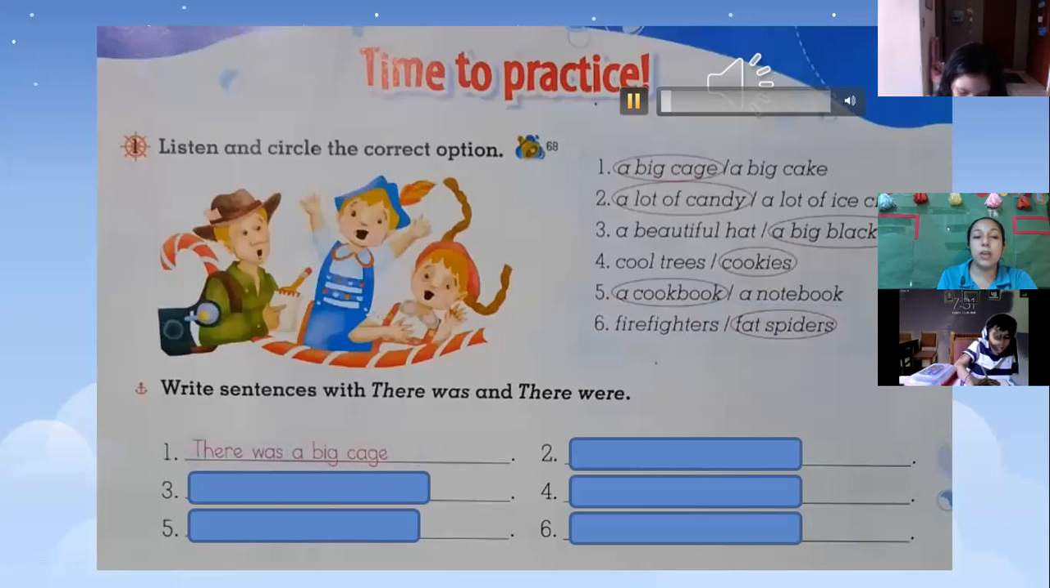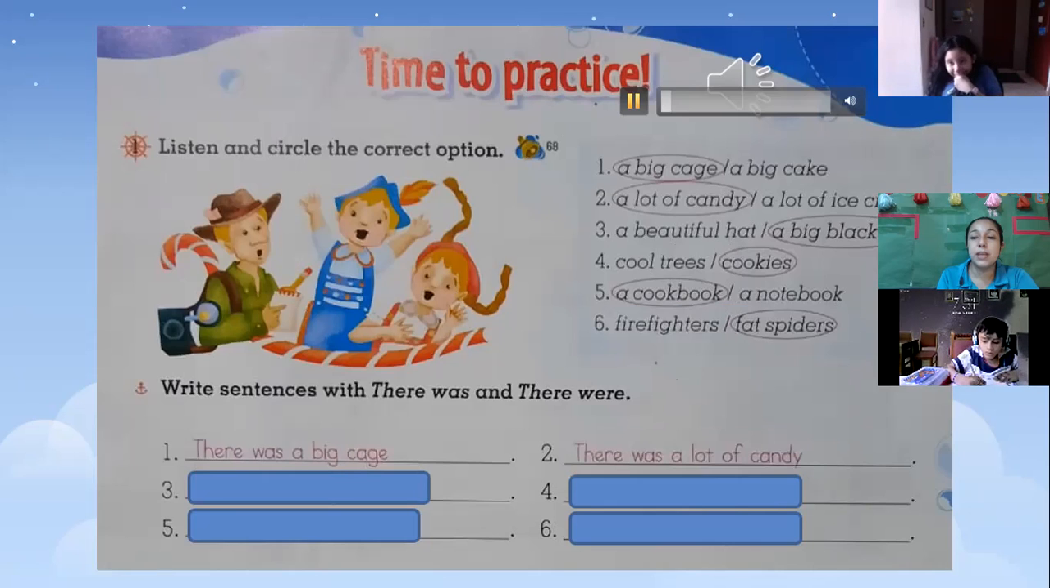Okay. Number 2, a lot of candy. One or two or more? A lot of candy. More. Okay. Check. Candy. We talk about only one. If this one is in plural, we say candies. Yes, but this one is in singular. So we say there was a lot of candy, because this one is not in plural.